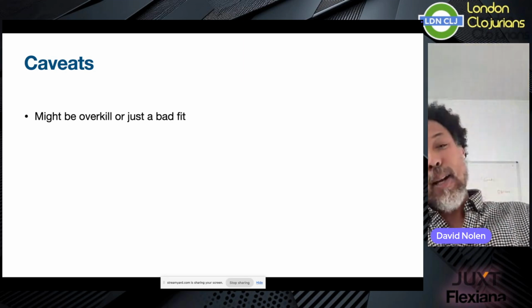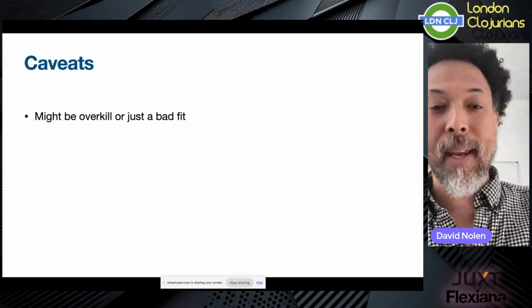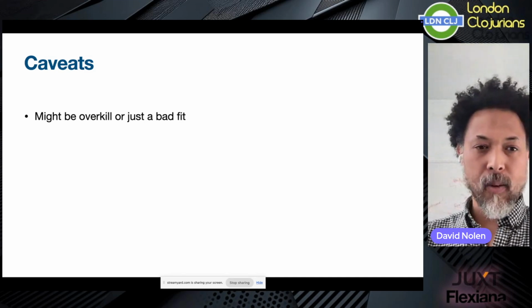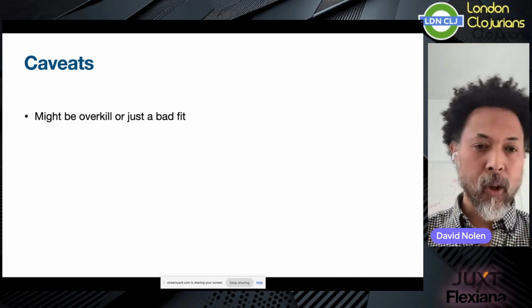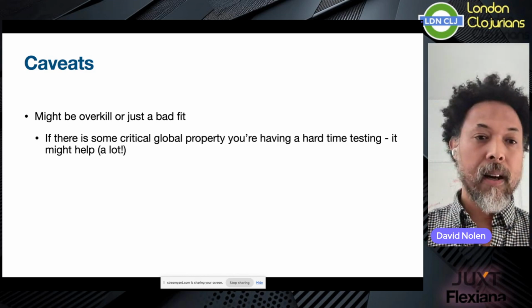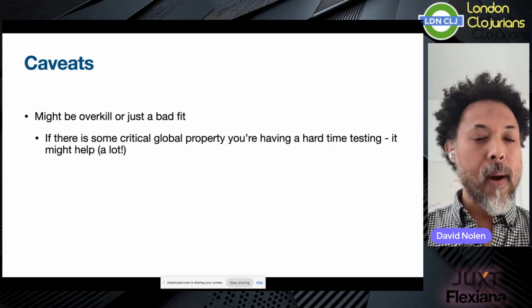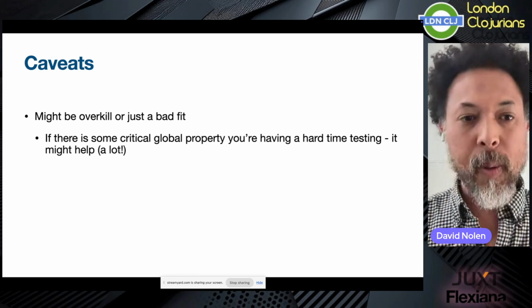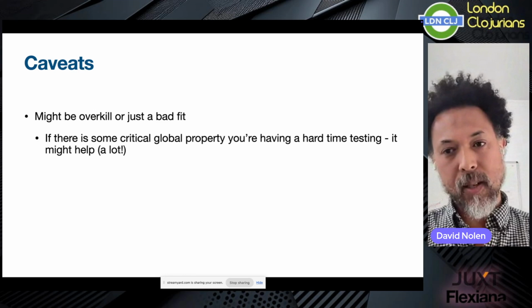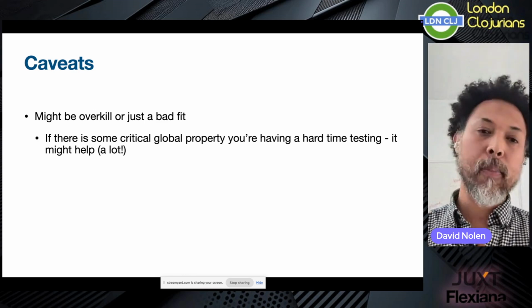Some caveats. I'm not even currently using Fugato at the moment, though I think there are many great use cases for a library like Fugato. But property-based testing has a learning curve. It might be overkill for the work or a bad fit. At Vouch, the work we were doing was a critical global property that we were having a hard time testing with unit tests, and we found it to be a huge help.